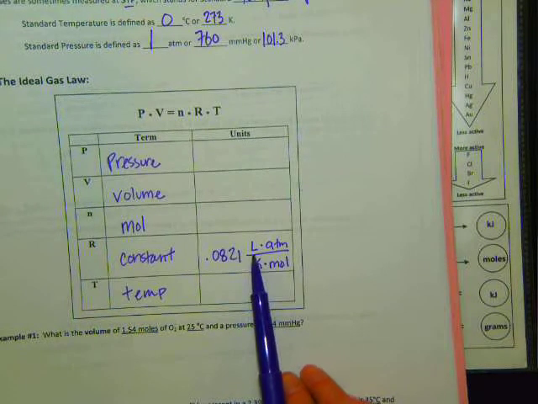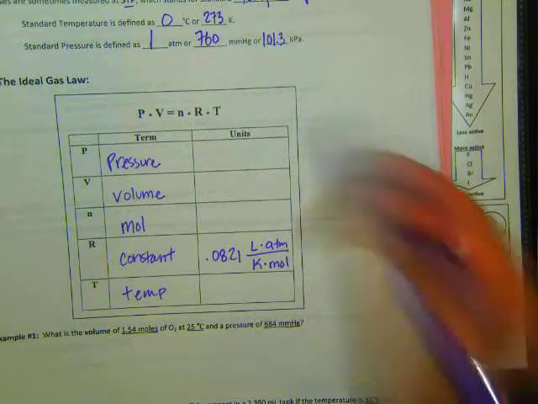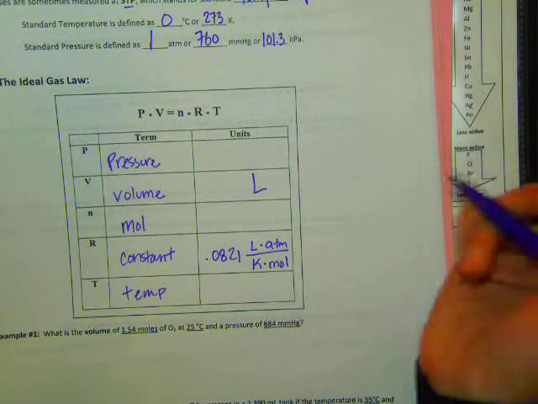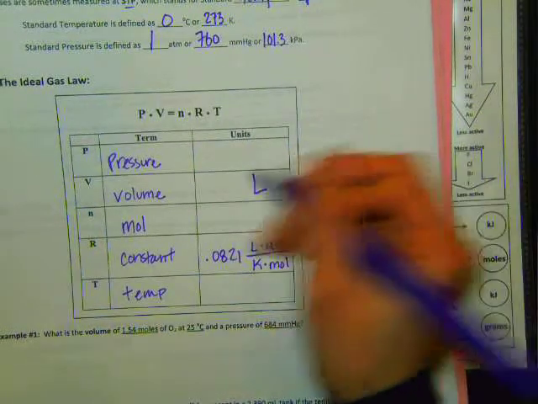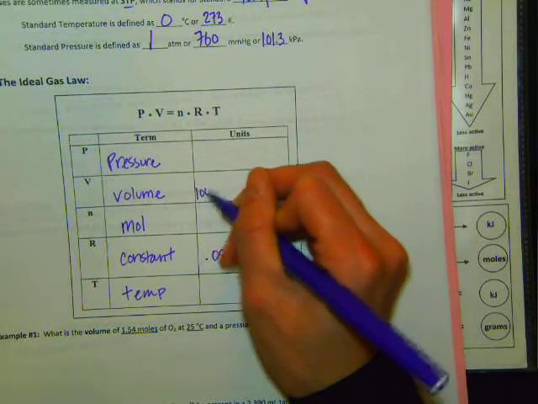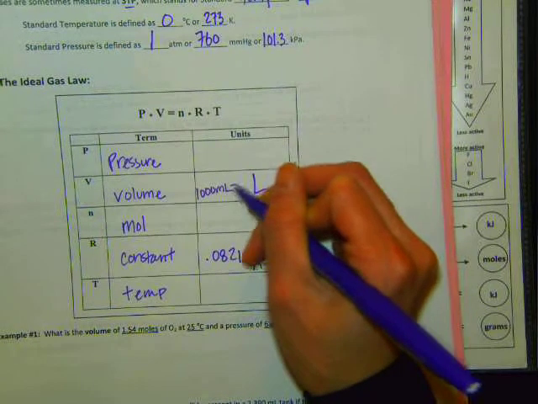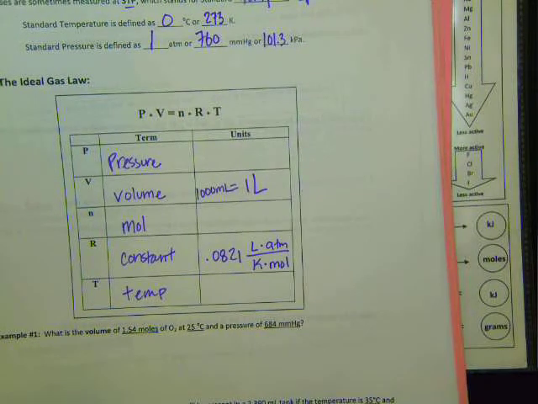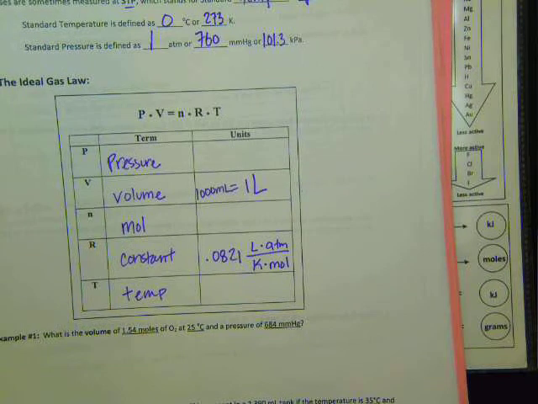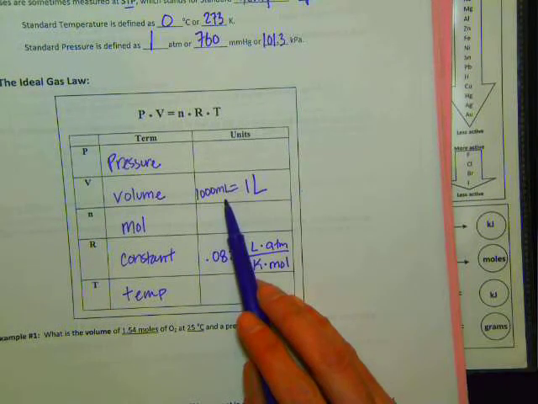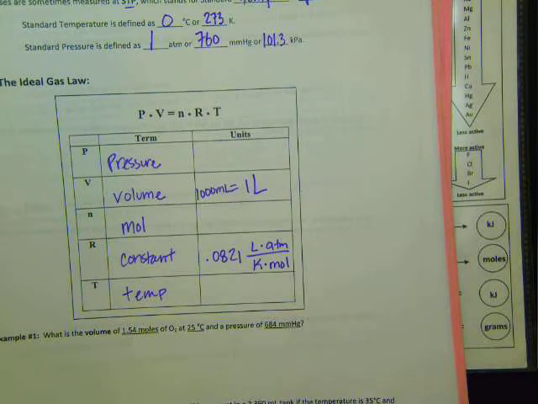You'll notice liters. What kind of unit is that for? Volume. So you must be in liters, okay? If you're in milliliters, just remember that 1,000 milliliters equals 1 liter. So you're going to have to convert. If you're in milliliters, you can't use that with PVnRT. Just like you can't use Celsius with any of the other equations, you can't use milliliters. You have to be in liters, okay?